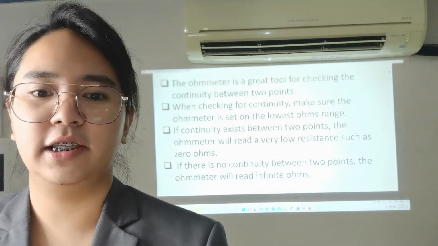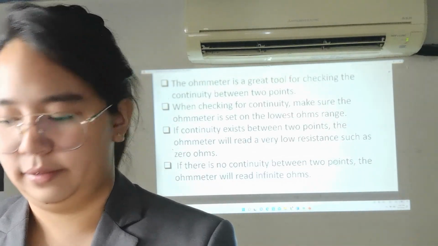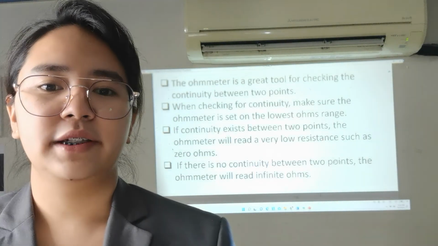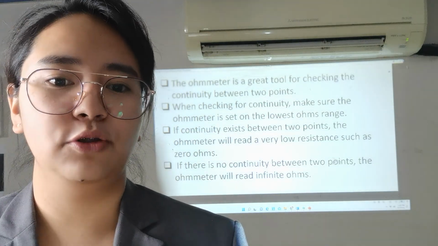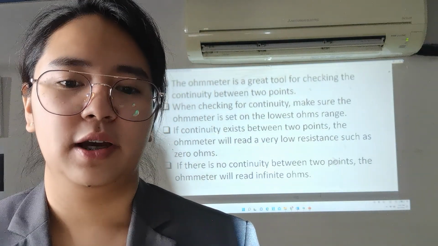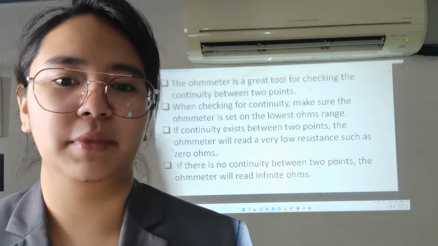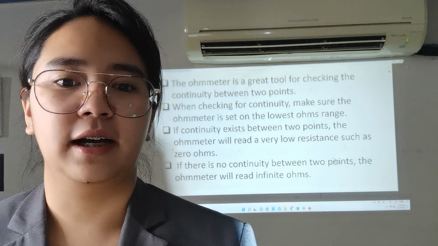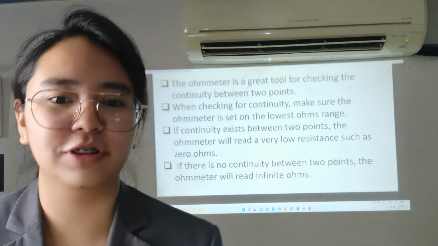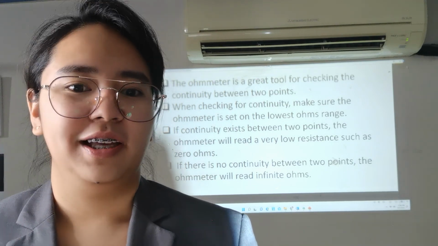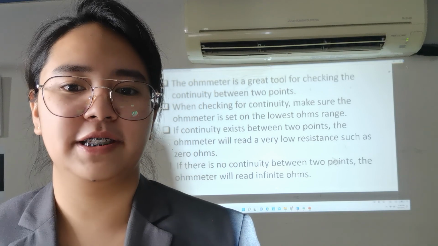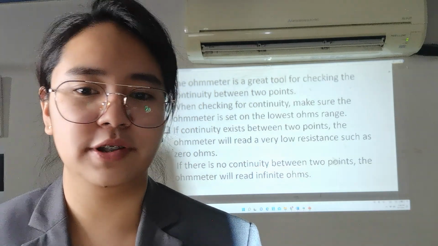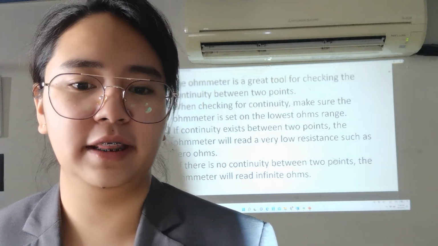The next one is checking continuity with the ohm meter. The ohm meter is a great tool for checking the continuity between two points. When checking for continuity, make sure the ohm meter is set on the lowest ohms range. If continuity exists between two points, the ohm meter will read a very low resistance such as 0 ohms. If there is no continuity between two points, the ohm meter will read infinite ohms.